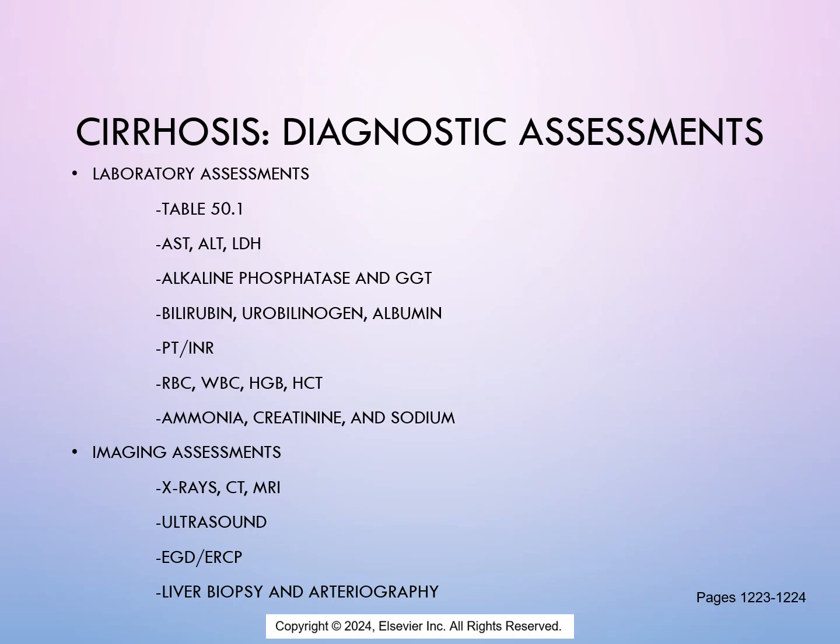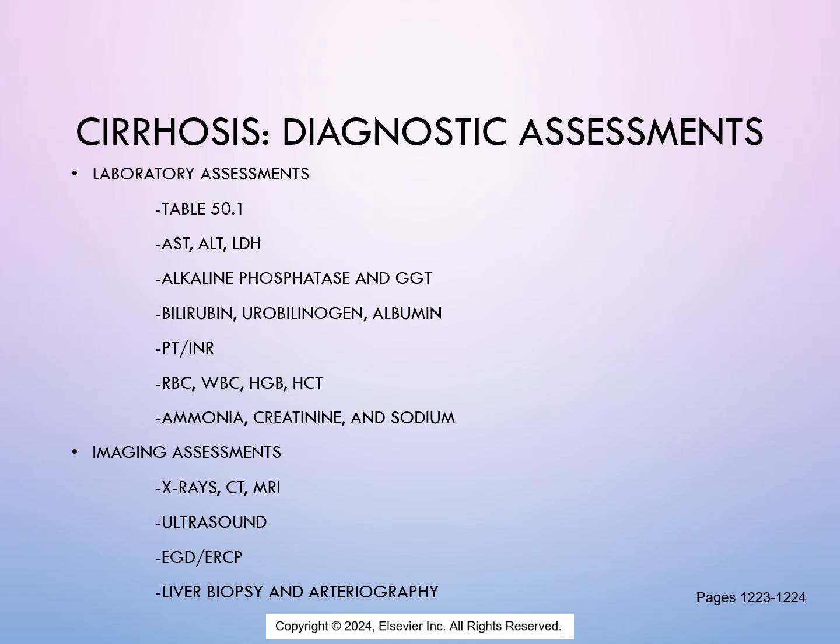We are also going to look for a prolonged PT and INR. The liver decreases production of prothrombin, leading to low platelets, low red blood cells, low H&H, and white blood cells. Prolonged PT and INR can cause bleeding problems.